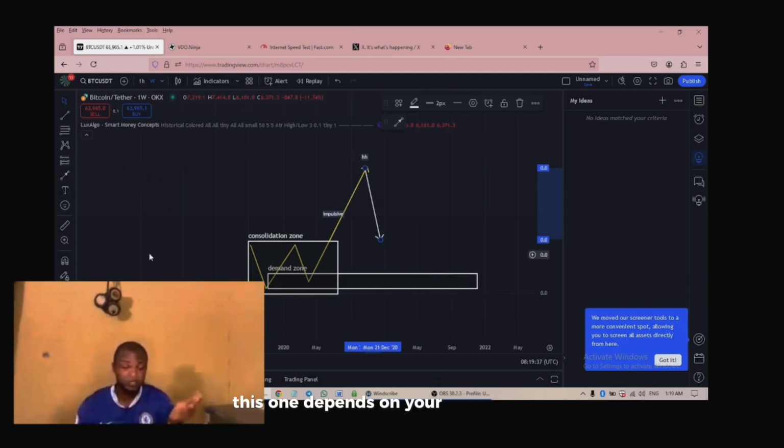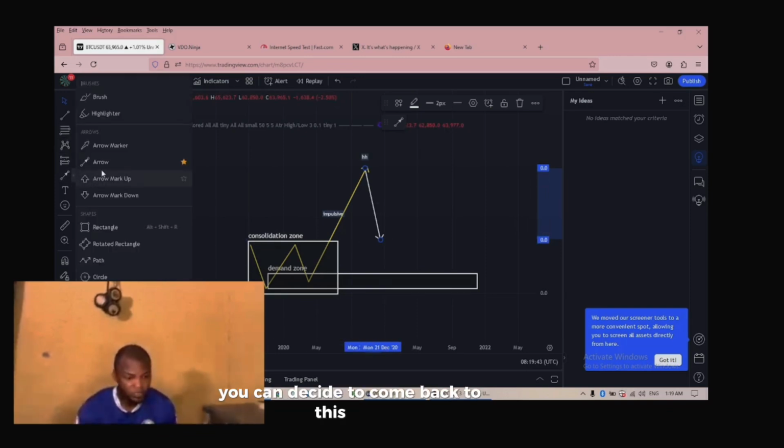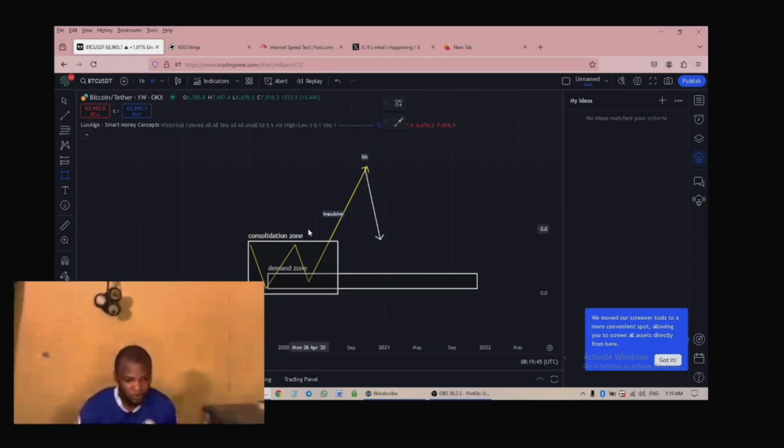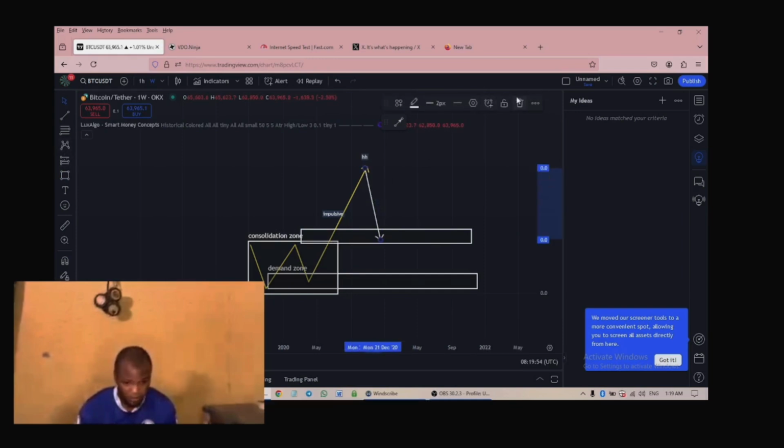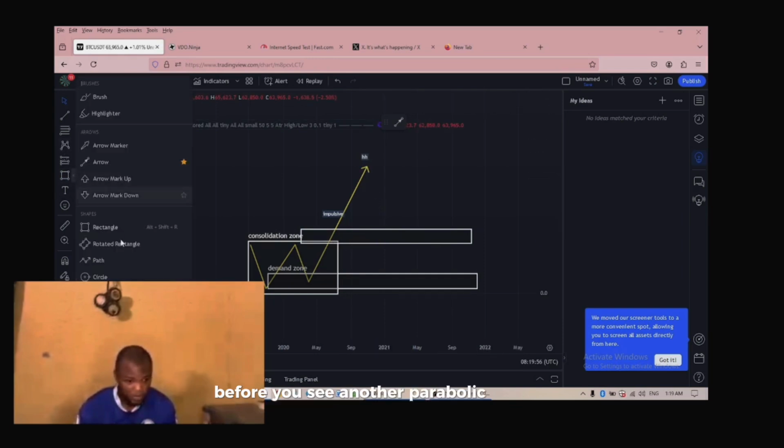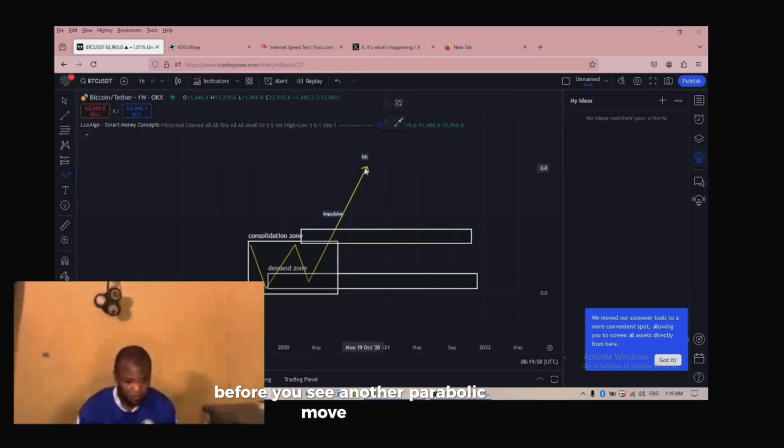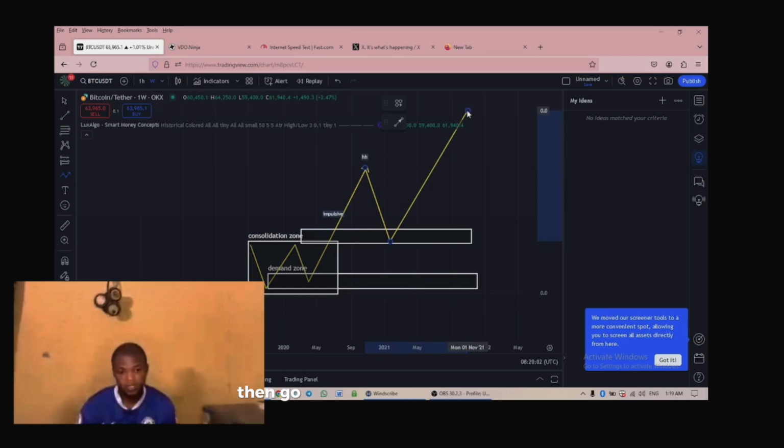This zone depends on your Fibonacci retracement and whatsoever. It can decide to come back to this zone before you see another parabolic move. That is, it can decide to come here, then go and create another higher high.